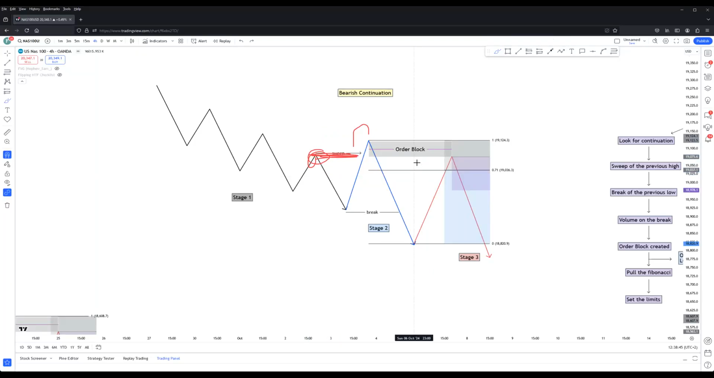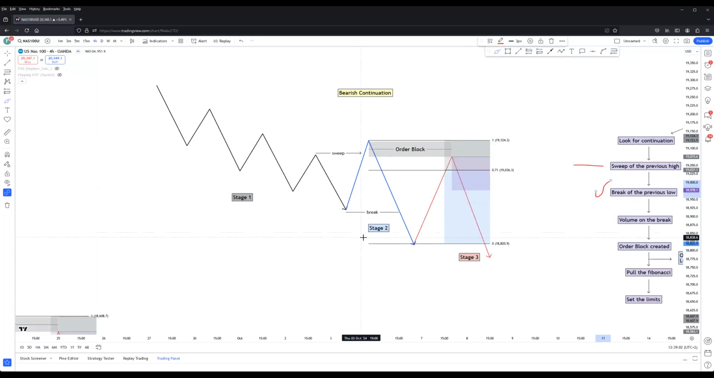So this is the first step. We are looking for the sweep of the previous high point. After this happens, we are looking for the next simple criteria, which is the break of the previous low point. So this is done. We have the sweep of the previous structural high point. Now we are looking for the break of the previous low point.